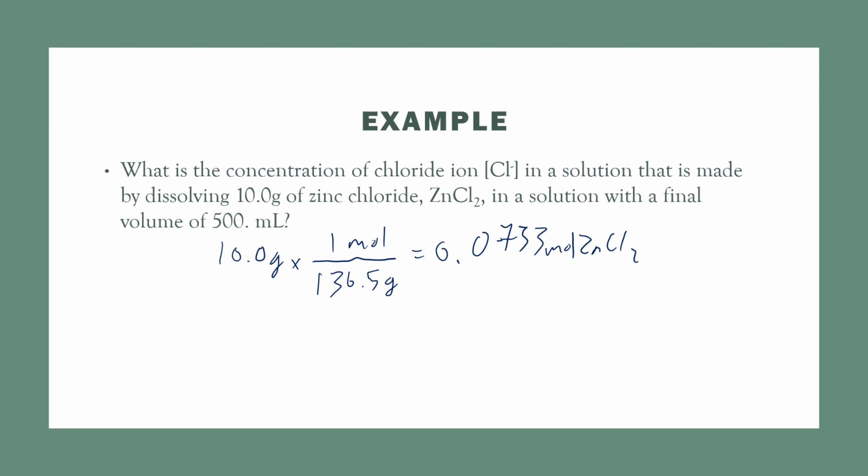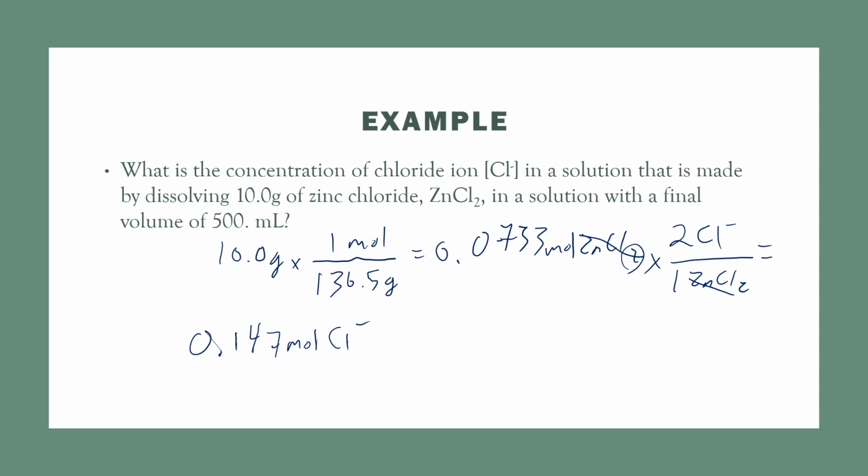But because there's 2 chlorines, for every 1 zinc chloride, there are 2 chloride ions. So I need to multiply by 2 to get just the chloride moles. When I do that, I get 0.147 moles of just chloride ions. There it is.